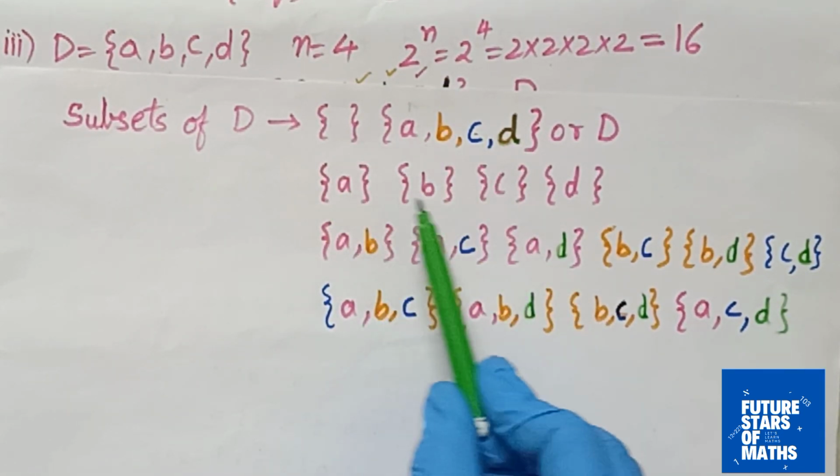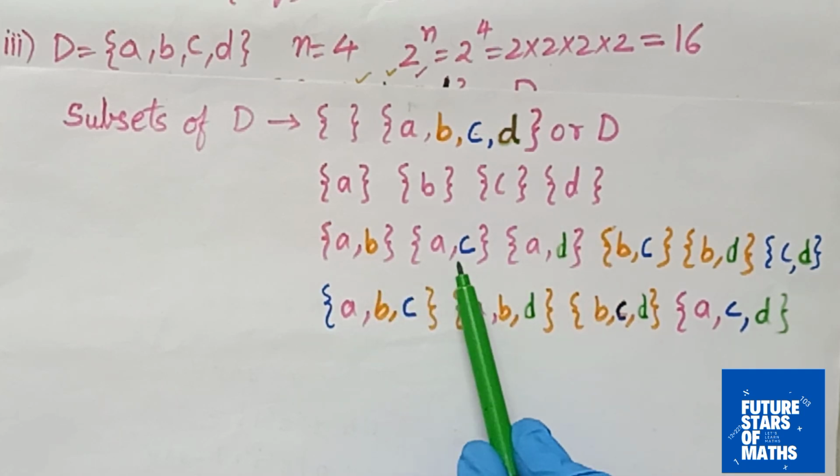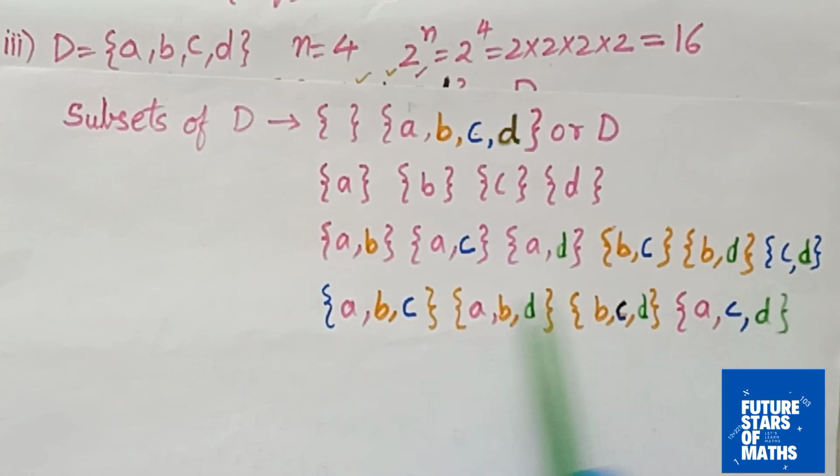So 1, 2, 3, 4, 5, 6, 7, 8, 9, 10, 11, 12, 13, 14, 15 and 16. Is it clear, students? You can understand it better when we do the next sum. Okay. The fourth one, when we do, you can understand it better.